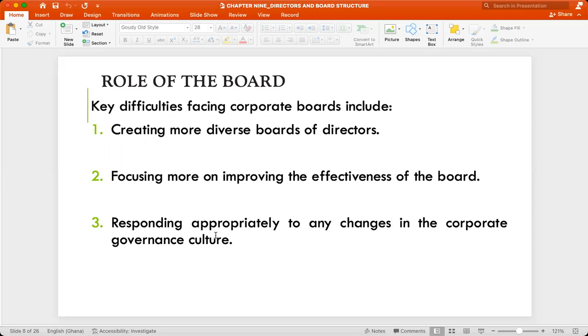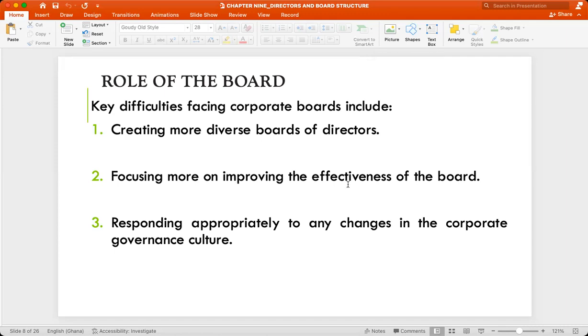Okay. Key difficulties facing corporate boards include creating more diverse boards of directors. So the composition is always a thorny issue when it comes to boards of directors. Okay, board diversity, the need for minority groups, the need for females. And when you're appointing, you have to be thinking about the functional areas of business. You probably need somebody in marketing, you need a legal person, you need somebody with an IT background, and so on and so forth. If you are fortunate, you may get a lot of those qualities in one person, okay? But most times, you may have to appoint several people with different backgrounds and expertise in order to form a very solid board. Okay.